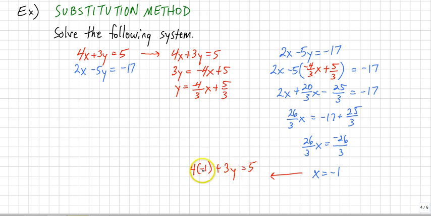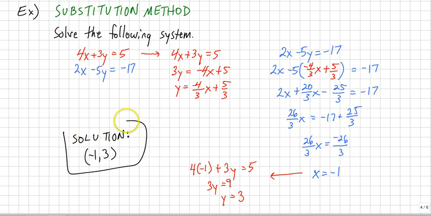So that would be negative 4. I'm going to add it to the other side and get 9, and then divide by 3, and I get y equals 3, which is the solution that we got earlier. So my solution is still just the coordinate negative 1, 3. We already knew that because it's the same system we solved in the previous example.